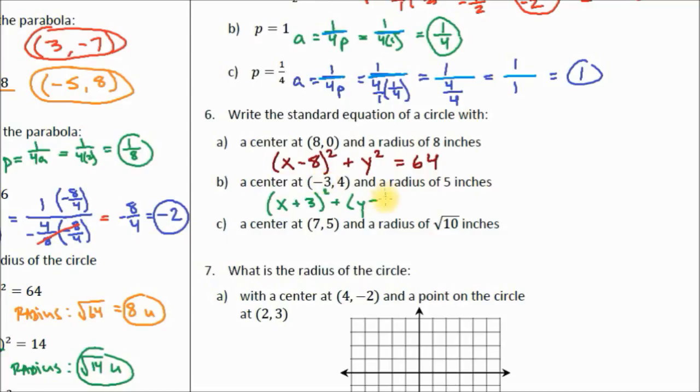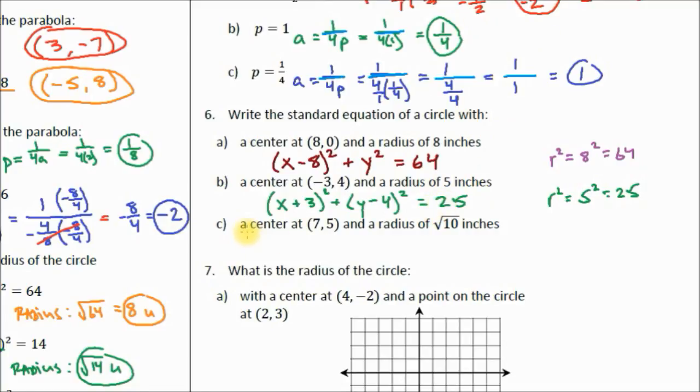Plus y minus 4. We flip the sign of k. Since our value here is r squared, this is 5 squared, which is 25. If you need a reminder here, just as a note to yourself, r squared equals 8 squared equals 64. And for this one, you've got r squared equals 5 squared equals 25. That's where this number is coming from.